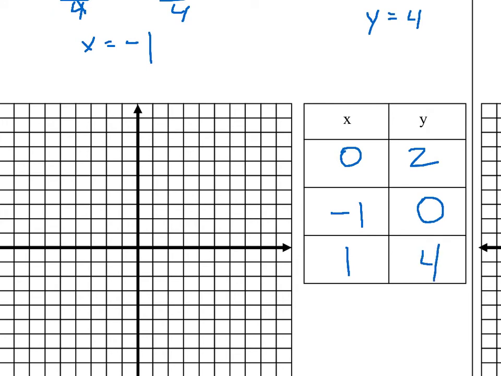So now we want to graph these 3 points to make sure that everything's A-OK. 0, 2. Negative 1, 0. And 1, 4. And break out your straight edge.